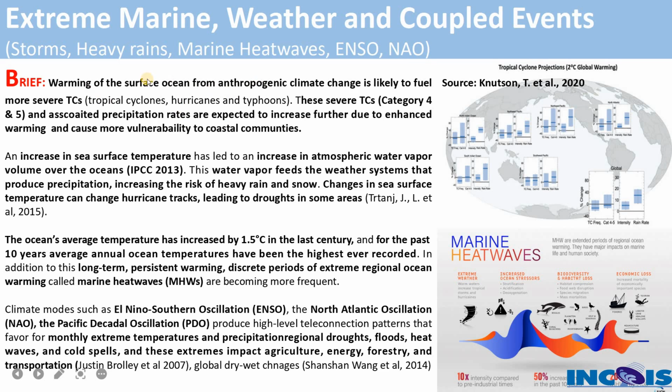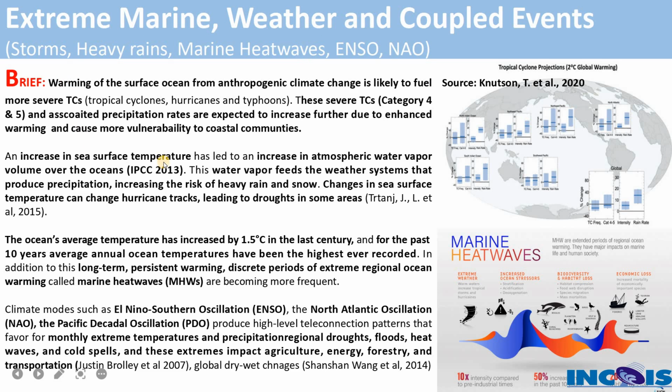So actually, we know that in the formation of a cyclone there are many factors. The surface warming, sea surface temperature warming, is a key to fuel the cyclones and the formation of severe tropical cyclones, that is category number 4 and 5, right? Because as the ocean continuously warms, the formation of these intense cyclones has been increasing with time. These severe cyclones and associated precipitation rates are going to increase in the future with enhanced warming and cause more threat to coastal communities as well.